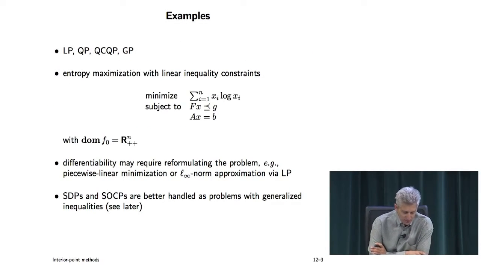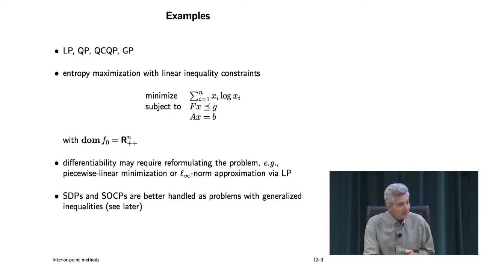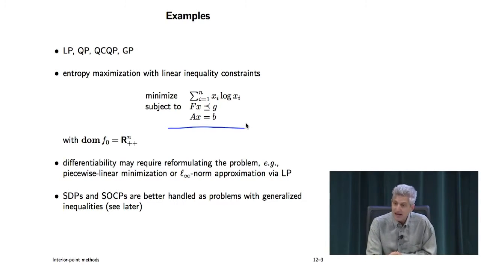Well, linear programs, quadratic programs, QCQPs, geometric programs, right? Geometric programs, all the functions are things like log sum exp. Entropy maximization. So you say you want to maximize entropy, you get something like this, right? So that's a problem that looks like that. That's asking to maximize entropy or minimizing negative entropy.